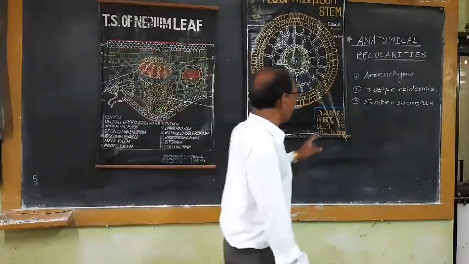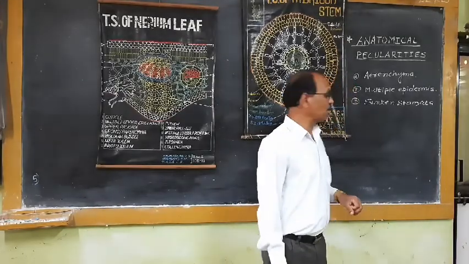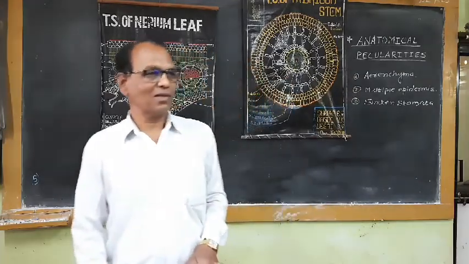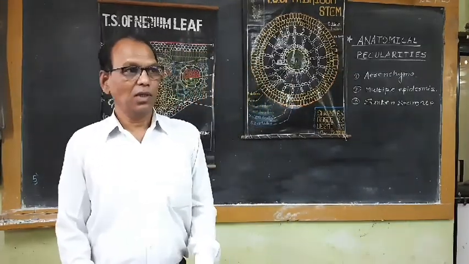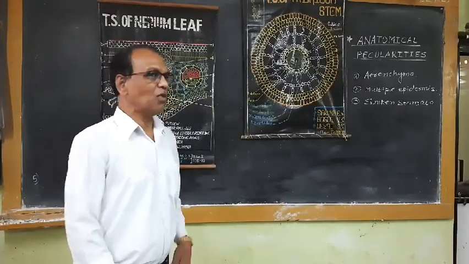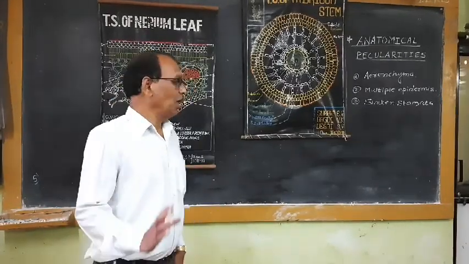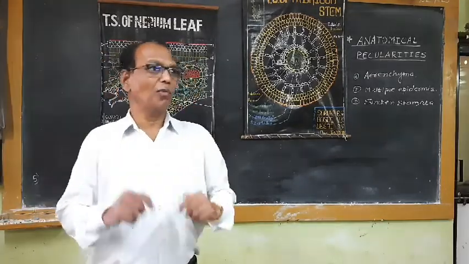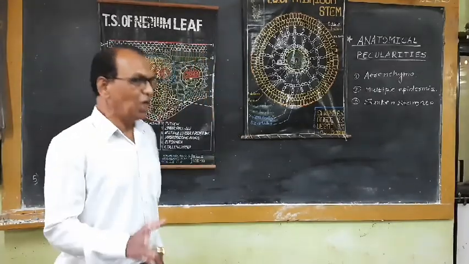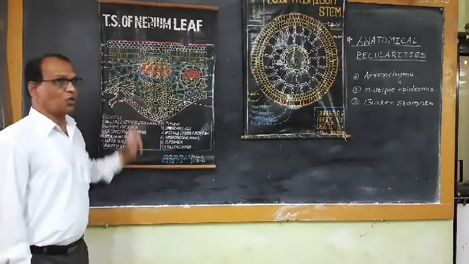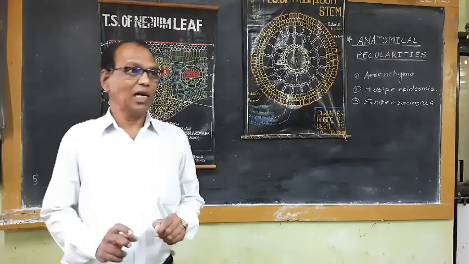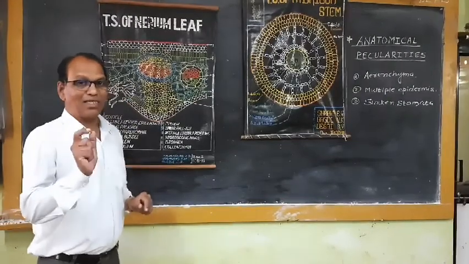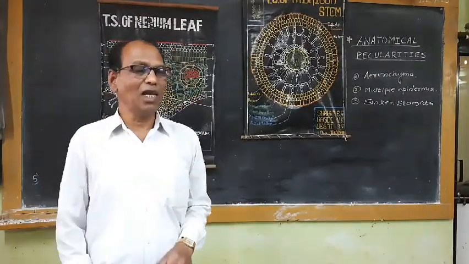Then the next anatomical peculiarity, which is also found in xerophytic plants, is studied under the heading of sunken stomata. In mesophytic plants, stomata are generally found in both epidermis of the leaves. In xerophytic plants, stomata are not present on the ordinary lining of the epidermis. The term stoma is used for the aperture created by modified epidermal cells, commonly known as guard cells. So these two guard cells make the pore, and this pore is commonly known as stoma.